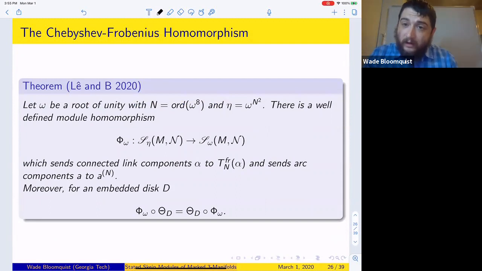So you do the same thing where links are sent to Chebyshev polynomial threadings of framed links. So that's the same classical Chebyshev homomorphism that Bonahan and Wang worked with. But now arcs are sent to this copy of the framed power of A. So A as just an arc gets sent to A to the N.